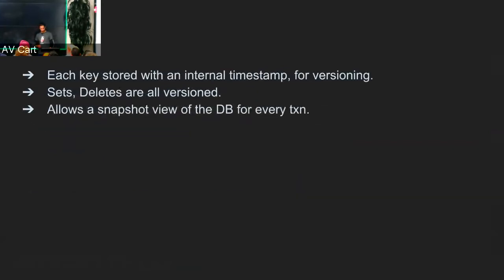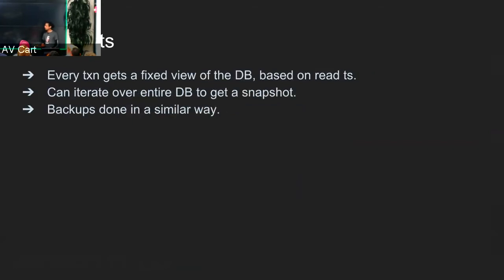Badger does multi-version concurrency control. Each key is stored with an internal timestamp for versioning. All updates are versioned, which allows a snapshot view of the database for every transaction. Thanks to MVCC, Badger provides live snapshots of the database. We built on that to provide full and incremental backups. It supports time-based expiry for keys, and there are more features documented on our GitHub repository.